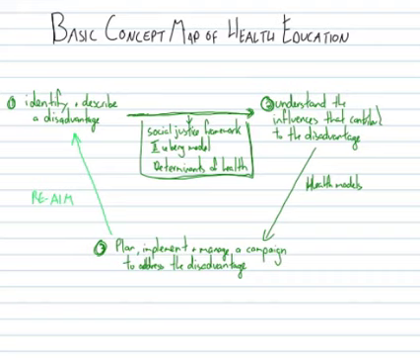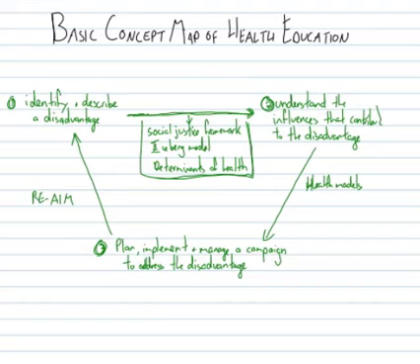And because the concept map is continuous, once we've planned, implemented and managed, we then evaluate our campaign, which allows us to identify further disadvantages within that campaign. The structure that we will use is the RE-AIM method: reach, effectiveness, adoption, implementation, and maintenance.